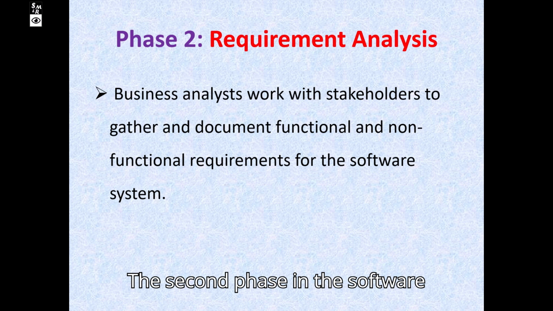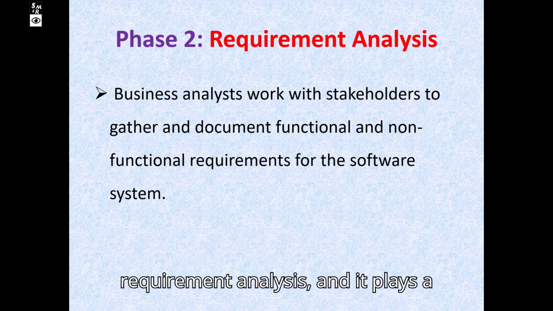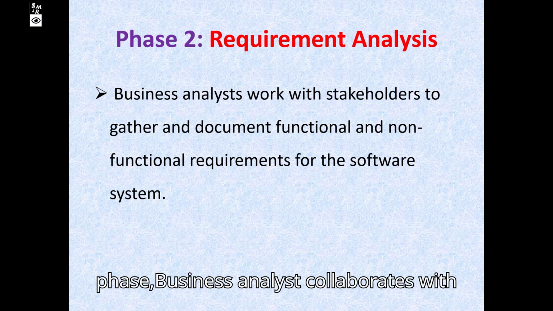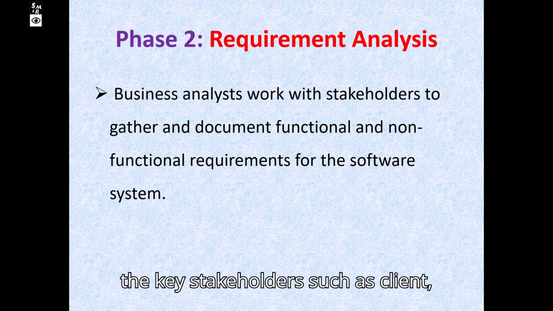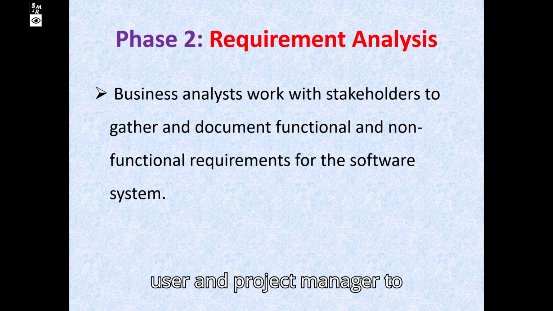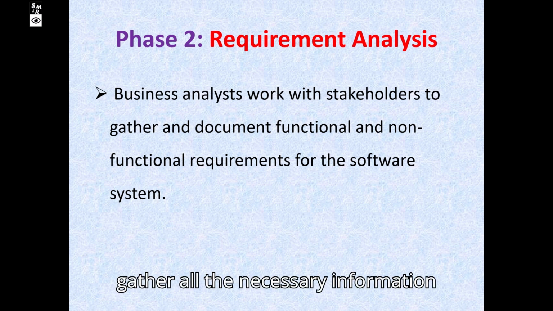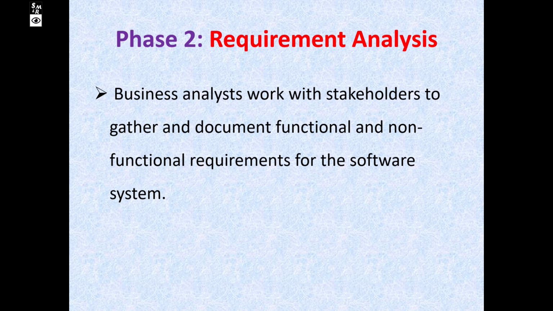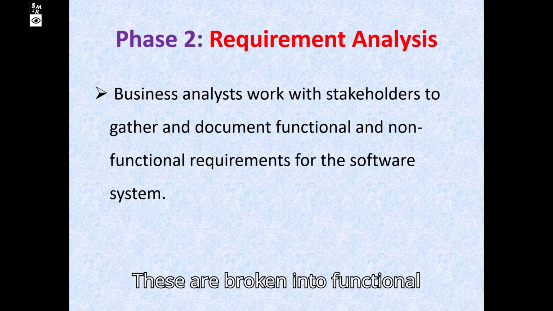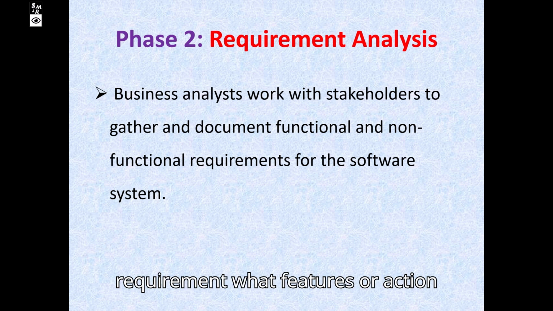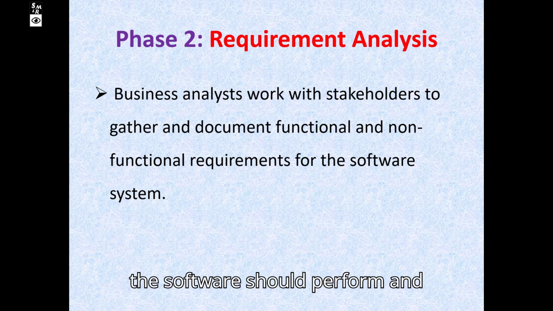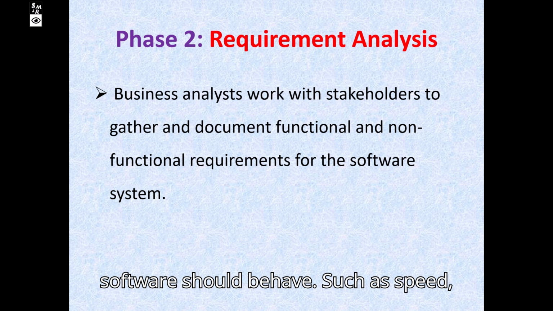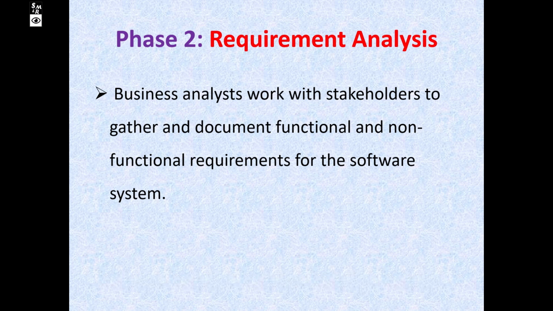The second phase in the software development lifecycle is called requirement analysis, and it plays a crucial role. In this phase, the business analyst collaborates with key stakeholders such as the client, user, and project manager to gather all the necessary information about what the software needs to do. These are broken into functional requirements, what features or actions the software should perform, and non-functional requirements, how the software should behave, such as speed, security, and reliability.